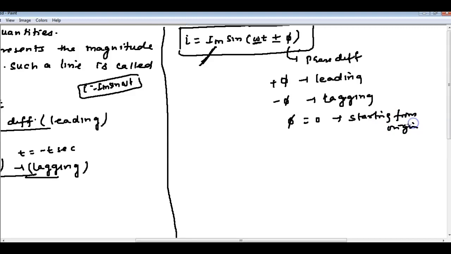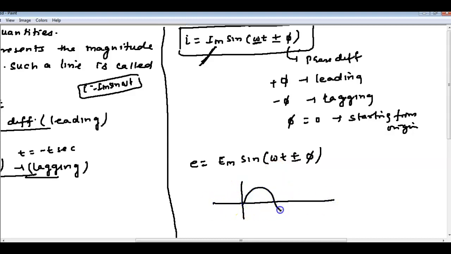Any doubt till here? So this is the equation of the main current. Similarly, the same thing applies for voltage also. E is equal to Em sine of omega t plus or minus phi. Similarly, if phi is leading, the voltage graph will become like this. This is your E1, this will be your E2, and this will be E3.